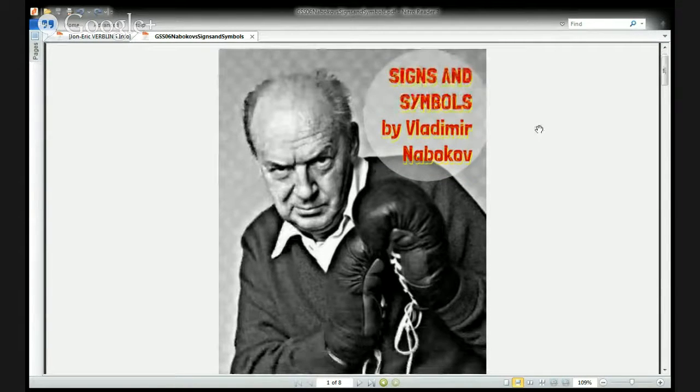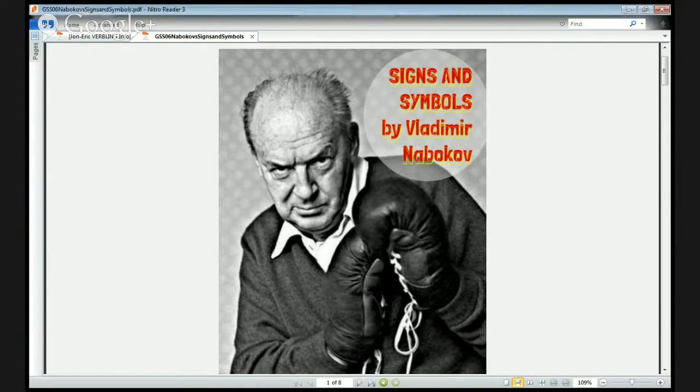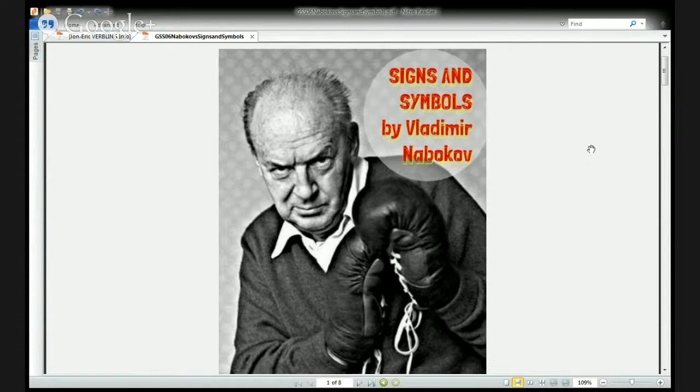I've read it many times, but I haven't read it in about 10 years. But I've read this story repeatedly and never fully figured out what it's about. So maybe as a class we can try to figure it out together. This is Signs and Symbols by Vladimir Nabokov. This was written for the New Yorker magazine in 1948.